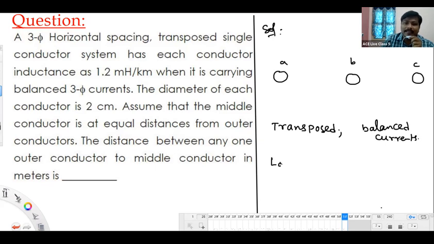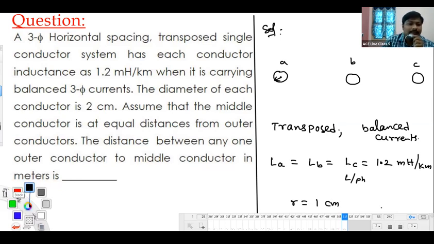And LA, LB, LC, all the three will be equal in this case, equal to 1.2 millihenry per kilometer. If you are confused, you can simply call it L per phase, 1.2 millihenry per kilometer. Next, the diameter of each conductor is 2 centimeters, which means the radius of each wire will be 1 centimeter.